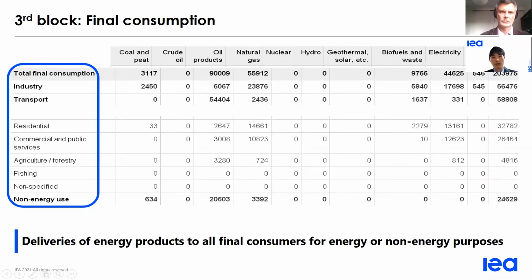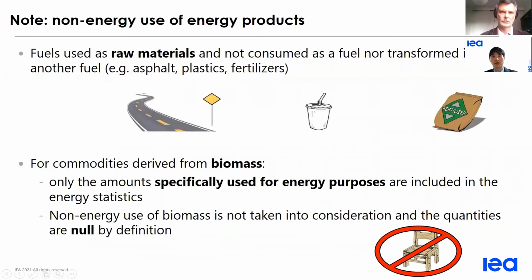And lastly, regarding non-energy use, there are certain things that we need to remember. First, if a fuel is used as a raw material, it should be included within the non-energy use flows. One example is bitumen. If bitumen is used to produce asphalt to pave the road, it goes under non-energy use. Same for other petrochemical processes, for example, naphtha. If it is used to produce plastic or other petrochemical products, then it goes under non-energy use.